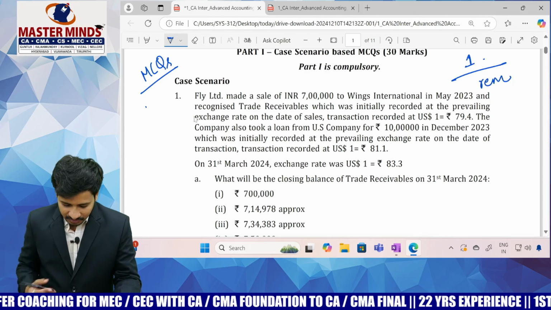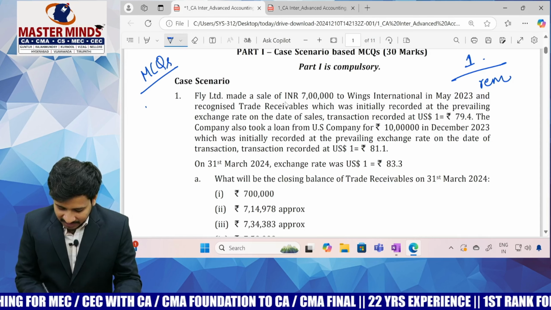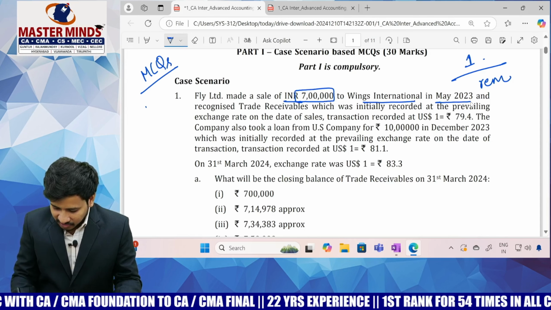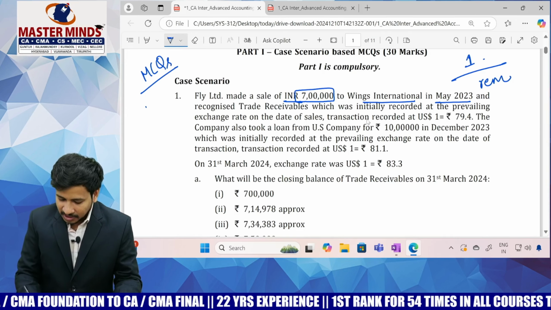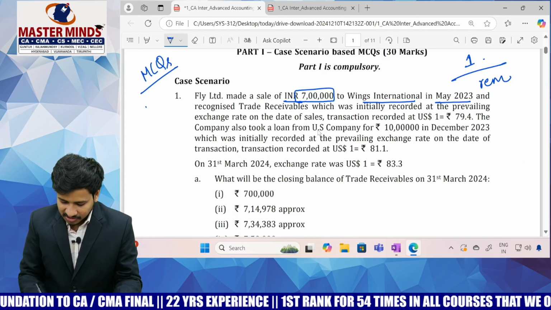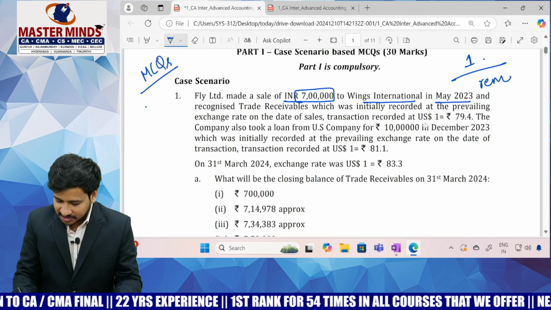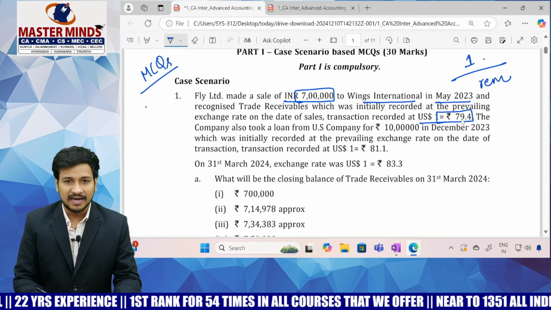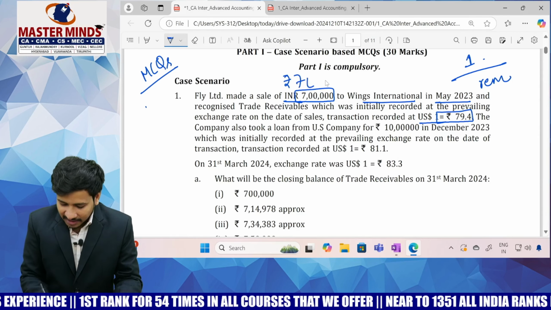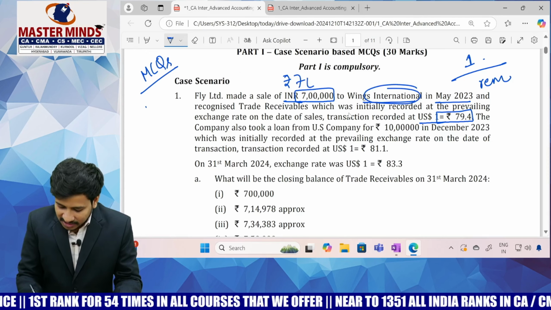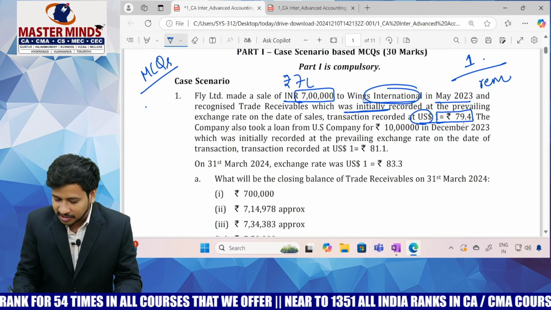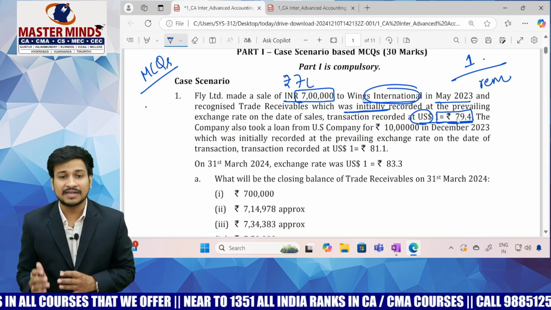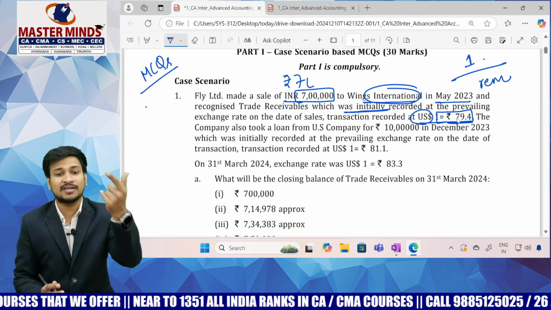Case scenario. Fly Limited made a sale of INR 7 lakhs to Wings International in May 2023 and recognized trade receivables, initially recorded at the prevailing exchange rate on the date of sale, that is, US $1 is equal to 79.4. So you must understand that the sale of rupees 7 lakh to an international company was initially recorded at $1 equal to 79.4, which implies that they have already converted foreign currency into Indian currency and recorded it.